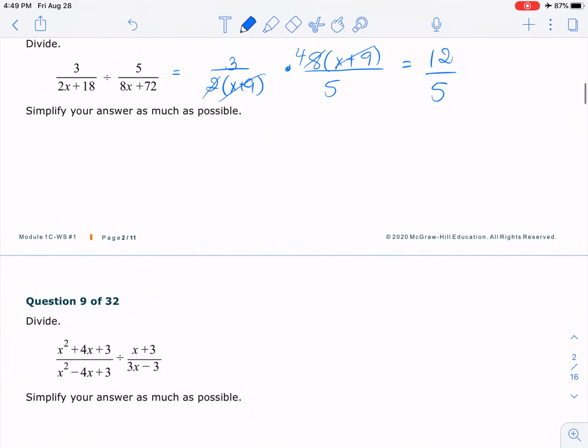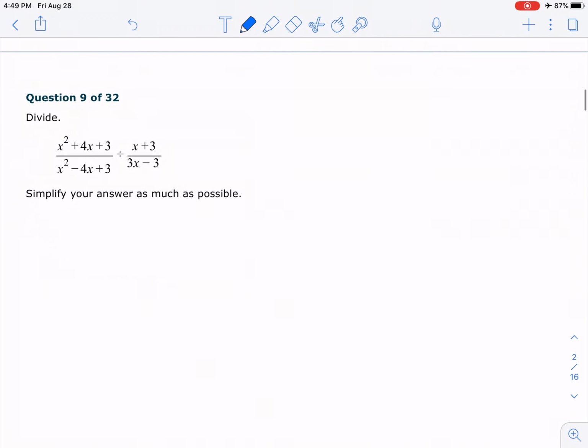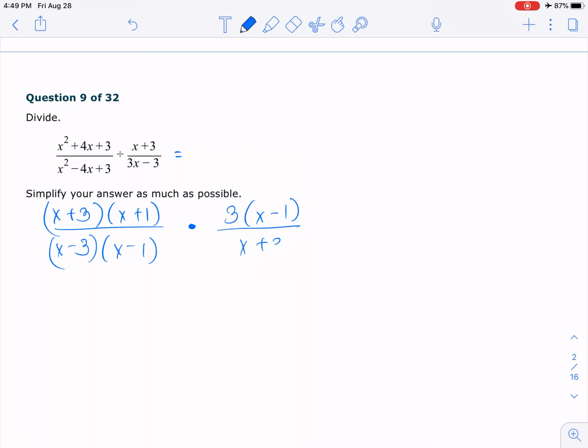All right, moving on to number 9. Same thing. I'm just going to factor first. So x plus 3, x plus 1. On the bottom, we have x minus 3, x minus 1. And then don't forget, when you divide, you multiply by the reciprocal, x plus 3. So then I can just cancel that, cancel this. So my final answer is going to be 3 times x plus 1 over x minus 3.